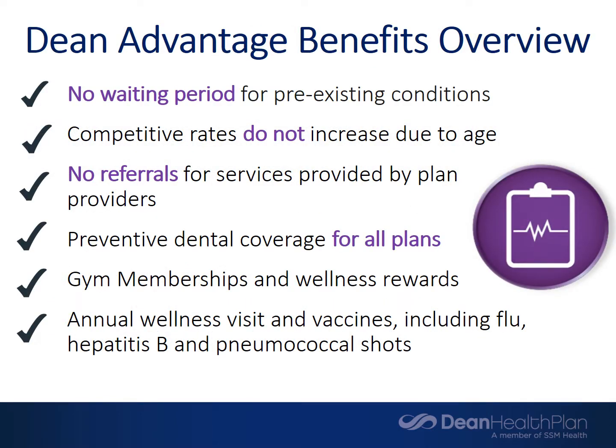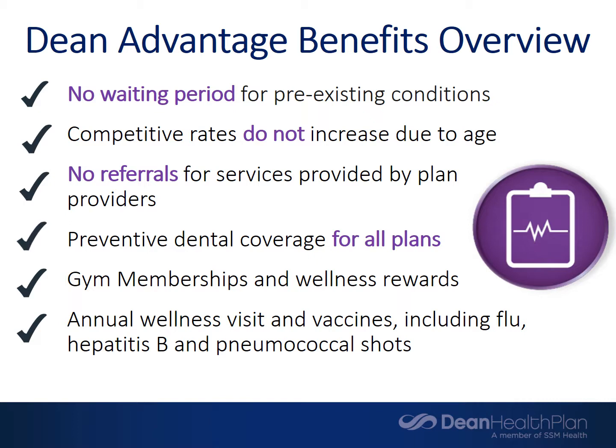Being on a Dean Medicare Advantage plan has a lot of benefits, including no waiting period for pre-existing conditions. Whether you have had cancer or a major surgery in the past, we will not hold that against you. Competitive rates that do not increase due to age. Our plans are not age-banded, meaning if you are 65 or 90, the premium is the same. No formal referral needed as long as you see a plan provider.